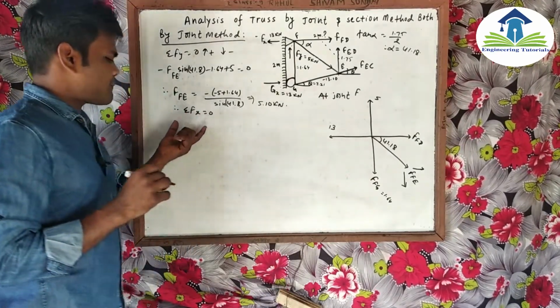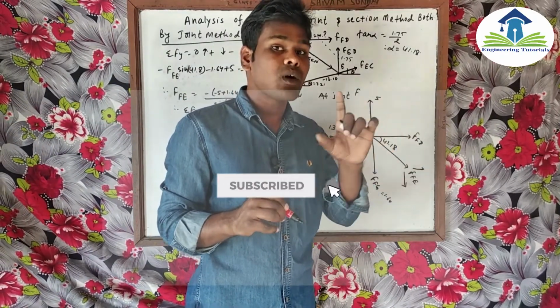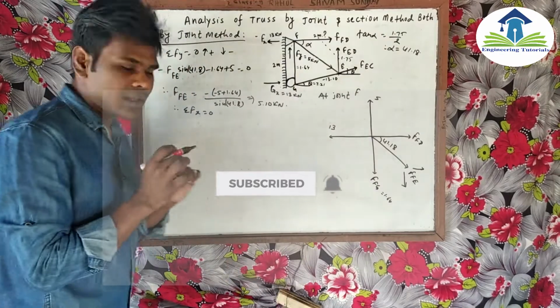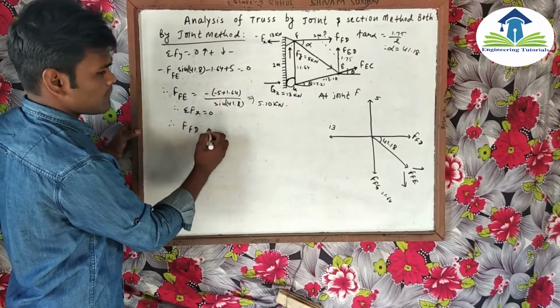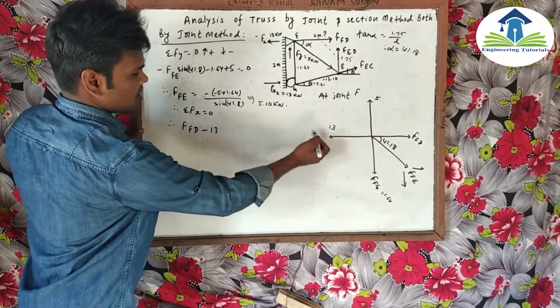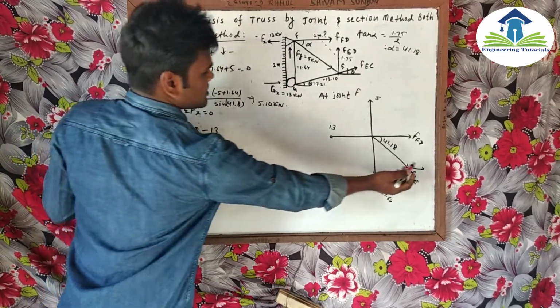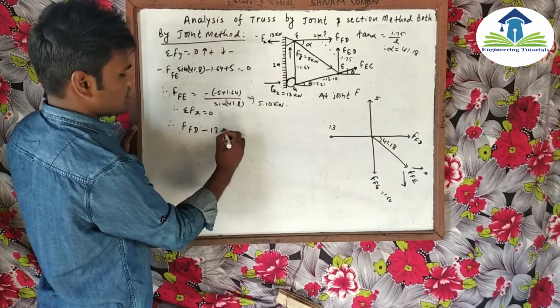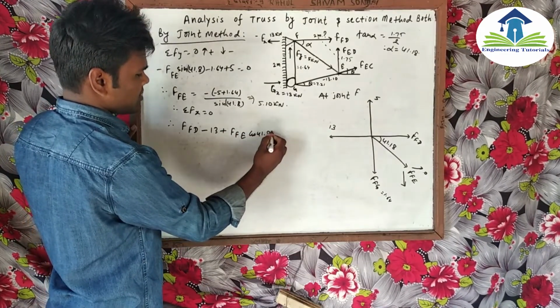If we do it like this, then we can find the value of FFD, which is one of the unknown reactions we have to calculate. So FFD positive and minus 13. This is negative in the x direction, and this is the resolution of FFE also. So positive FFE cos 41.8 degrees.